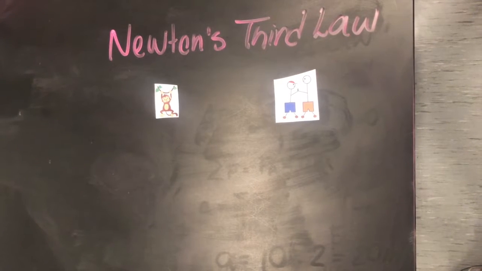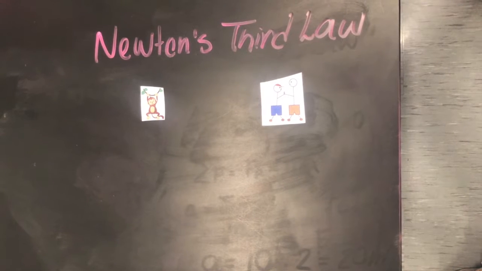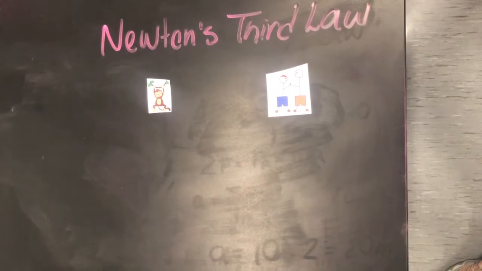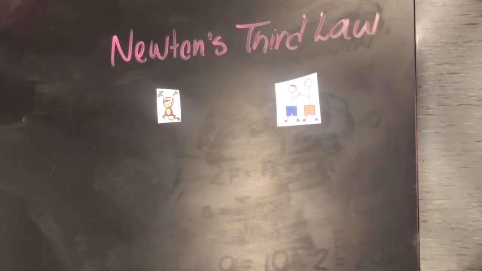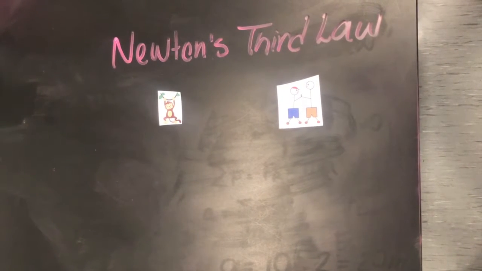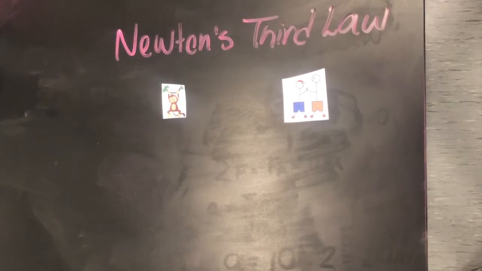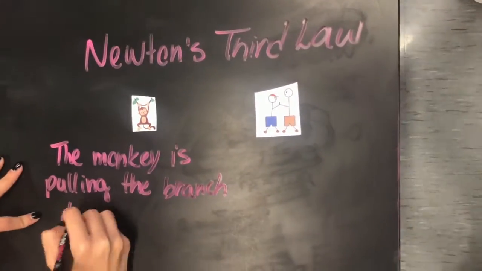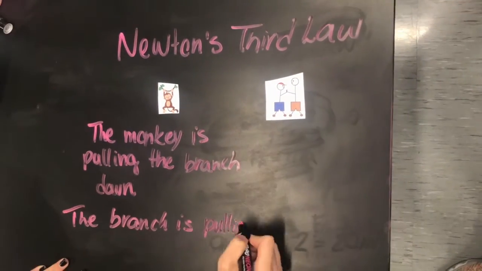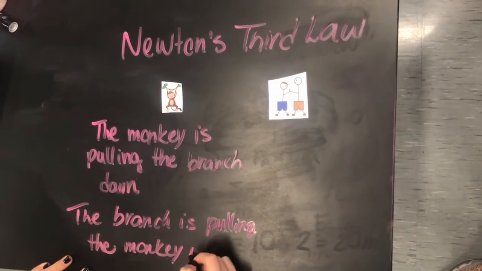Newton's third law says that when an object exerts a force on another, the other object exerts a force on the first object with an equal force but in the opposite direction. That means that the forces are balanced. We have that the monkey is pulling the branch down. That's the action. The reaction will be the branch pulling the monkey up.